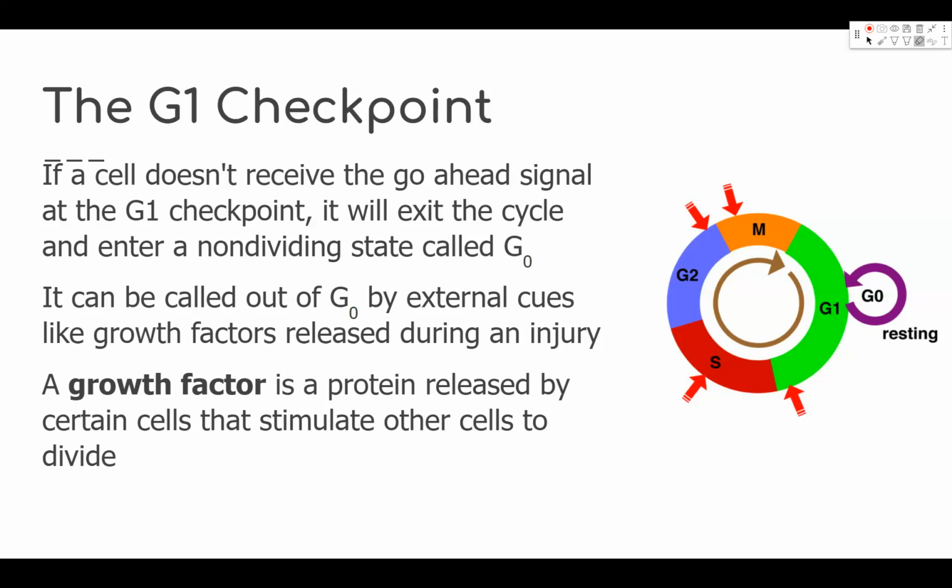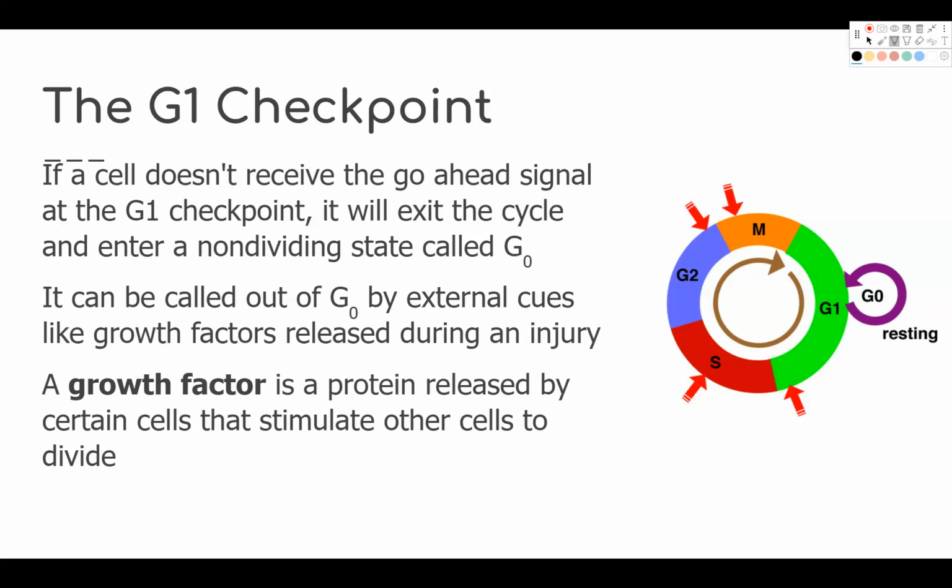So if a cell doesn't receive the go-ahead signals in the G1 checkpoint, remember the G1 checkpoint is that big decision checkpoint, the to divide or not to divide checkpoint. If they don't receive the, yeah, go ahead, we need to divide, they will enter a non-dividing phase. I like to think of it as a little pocket universe, but it's just a step outside of the cycle called G0.